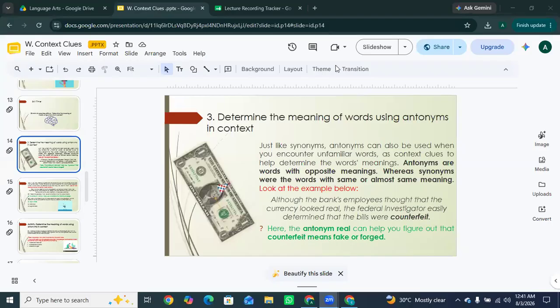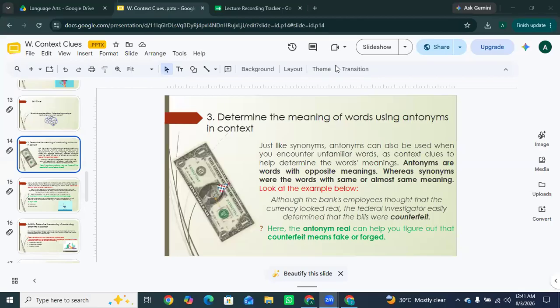Okay, so the next one is determine the meaning of words using antonyms in the context. Antonyms are words with opposite meanings, whereas synonyms are words with the same or almost the same meaning. Just like synonyms, antonyms can also be used as context clues when you encounter unfamiliar words, to help determine the words. Look at the example below.